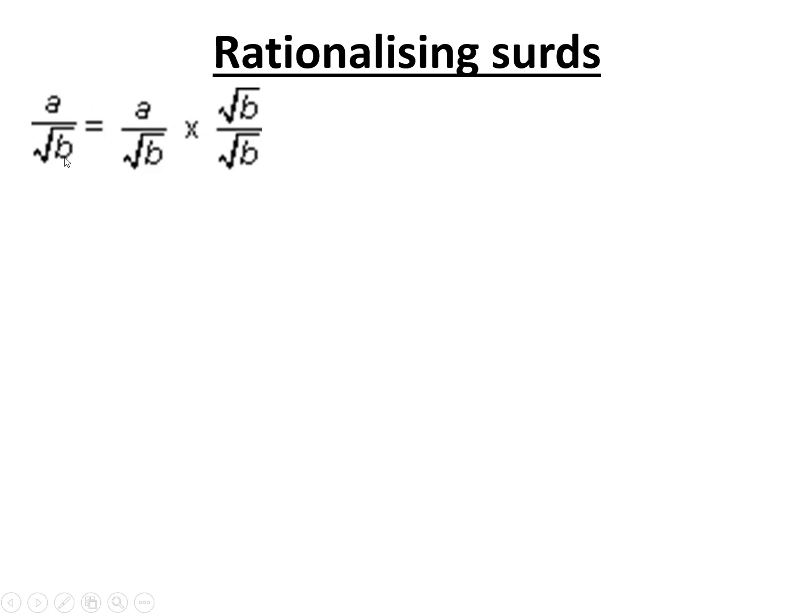Effectively we times the whole thing by 1. Timesing it by 1 keeps it the same, it doesn't change the value of the fraction, but by timesing it by 1 we times it by root b over root b. So root b over root b is 1, so it doesn't change the fraction, but we times the top bit by root b and the bottom bit also by root b. And in doing so we get a root b at the top here, and the root b times the root b at the bottom just gets b. So we've got a root b over b.